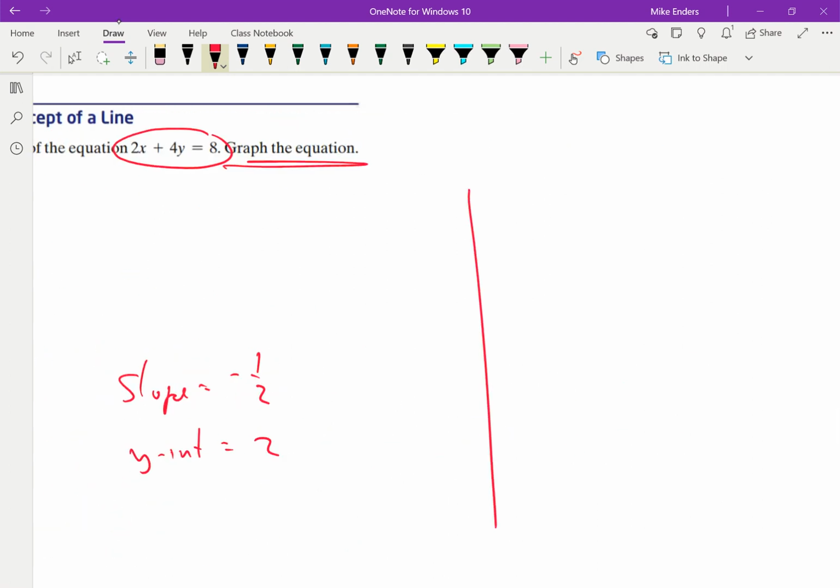So if we graph this equation, we've got a y-intercept of 2. So there's 2 and a slope of negative 1/2. So negative 1/2 means that I'm going to go down 1 for every 2 that I go to the right. So down 1 to the right is going to be here. Down 1, another 2 right is going to be there. I just kind of missed my points there.